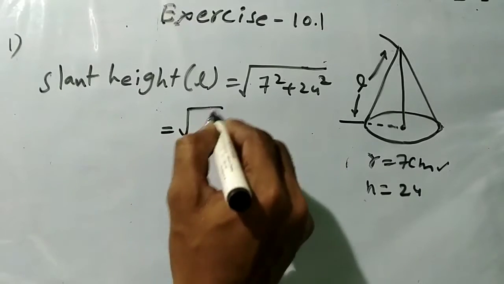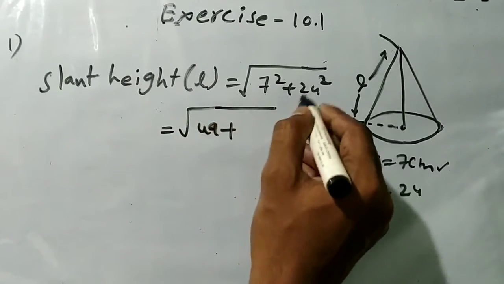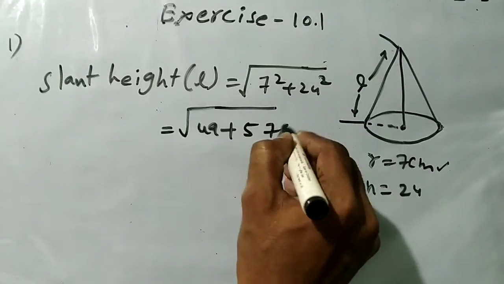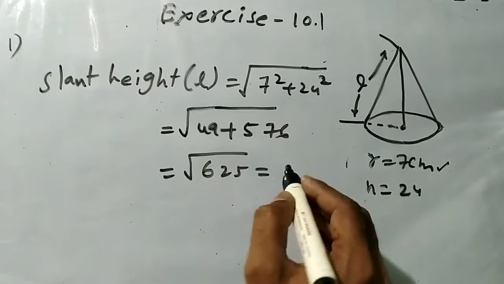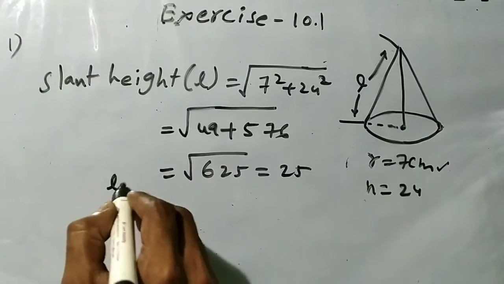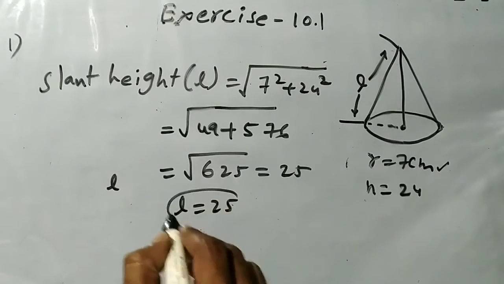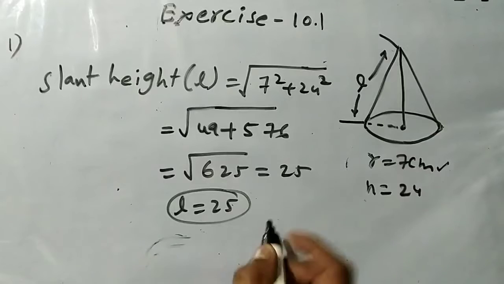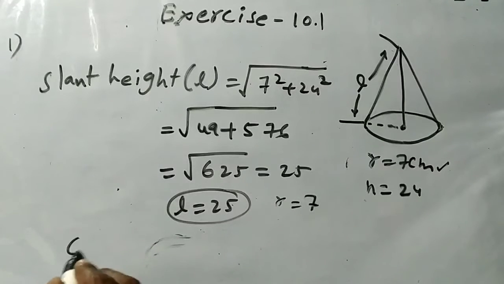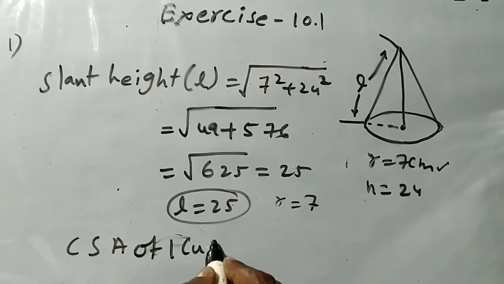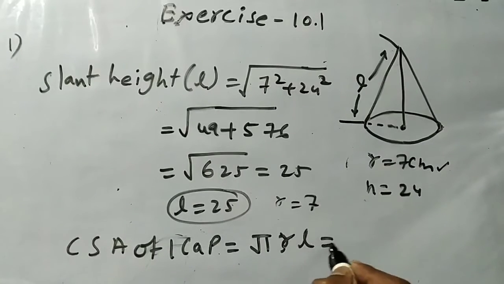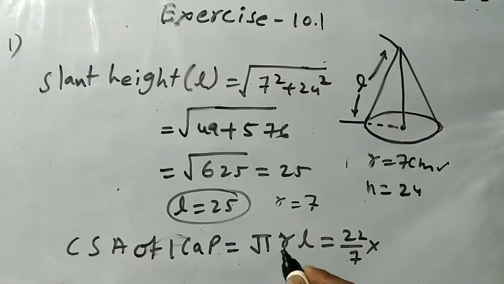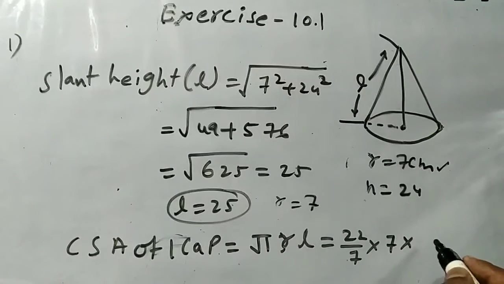So here 7 square is 49, and 24 square is 576. So its addition is 625. The square root of 625 is 25. We got L is equal to 25, and we know R is equal to 7. We know that the curved surface area of one cap is pi R L. Pi is 22 by 7 into R is 7 into L is 25.